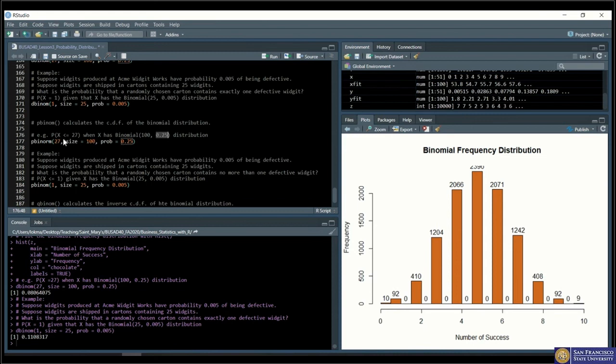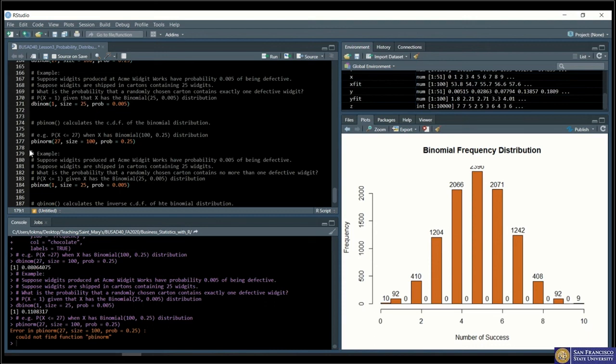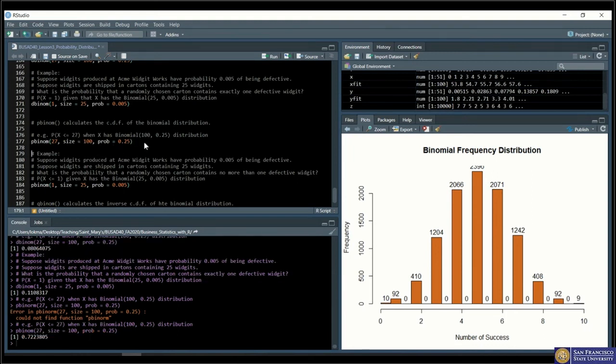I want to know what is the probability that we can find at least 27 success cases out of 100 trials. At least, right? So that means we are looking at anything equal to 27 or below 27. So let's run these functions. Oops, maybe a misspelling right here. Yes. Okay, let's run that.